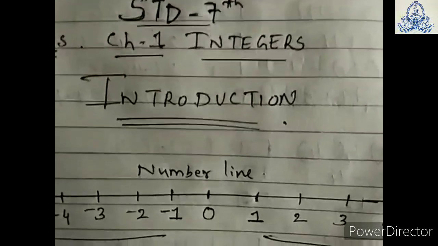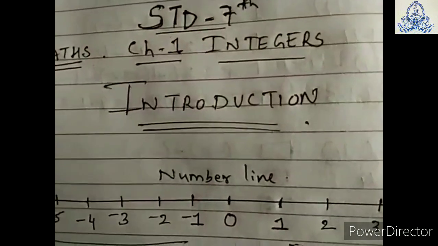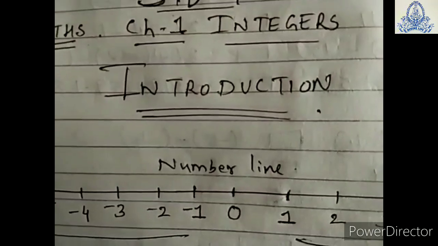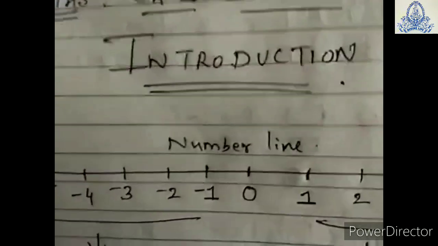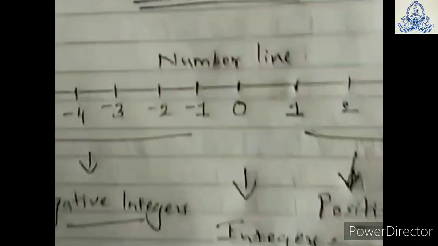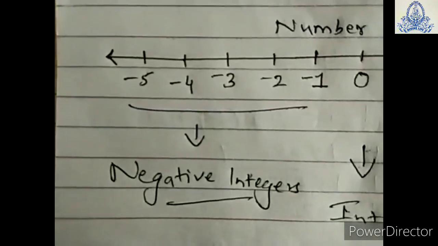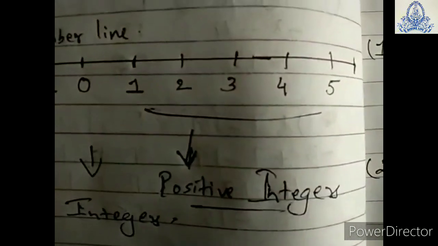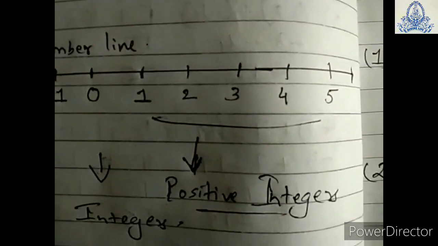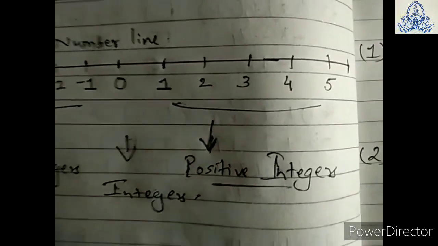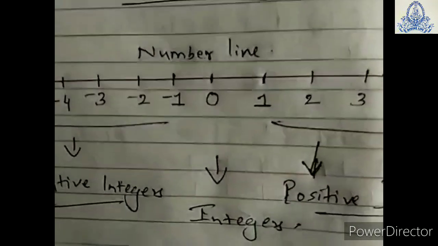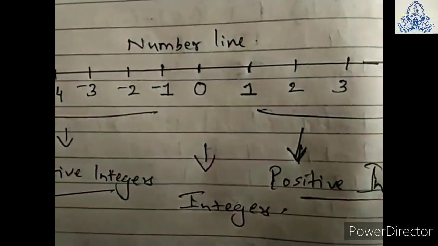And one another thing is that 0 is a number which is also an integer, but it is neither a positive nor a negative integer. So on the negative side, that is -1, -2, -3 onwards, they are known as negative integers, and the numbers on the right hand side, that is 1, 2, 3, 4, 5 and so on, are known as positive integers, and 0 is also an integer. So some rules are there for integers.